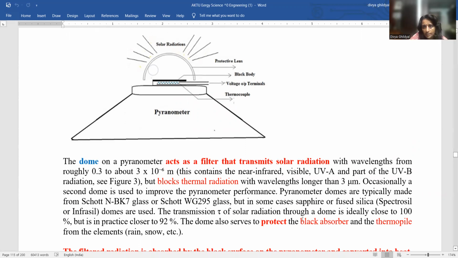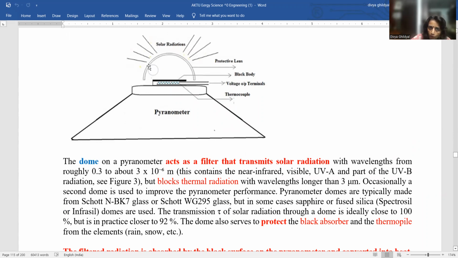And after that, pyranometer domes are specially made from Schott BK7 glass or some other variety of glass, or fused silica can also be used. The transmission of solar radiation through a dome is ideally close to 100%. But in practice, in science, nothing is 100%. Some percentage error will be there. So I approximate it by saying that if 100% solar radiation is falling on a very hot day, 92% will only reach here.